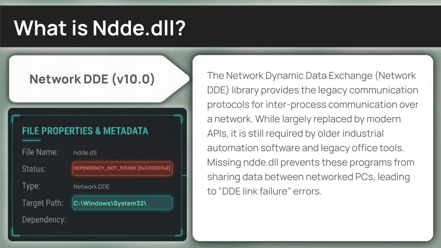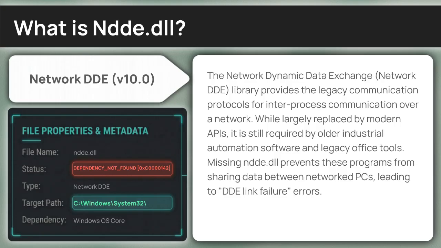This is the Network Dynamic Data Exchange. It provides the legacy communication protocols for inter-process communication over a network. While largely replaced by modern APIs, it is still required by older industrial automation software and legacy office tools. Missing Ndde DLL prevents these programs from sharing data between networked PCs, leading to DDE link failure errors.